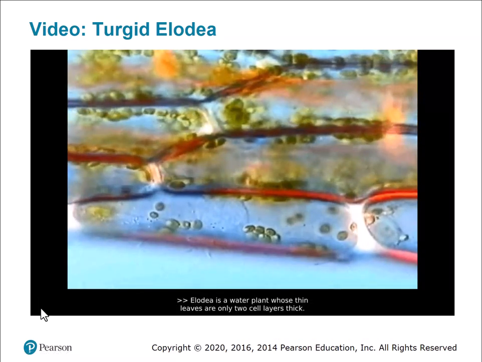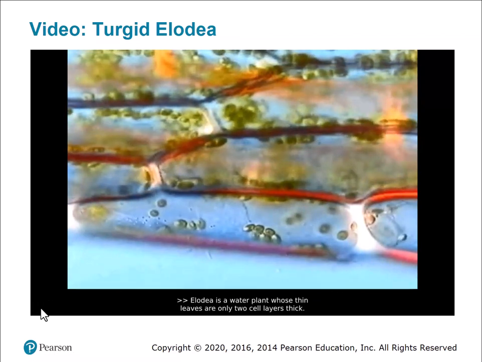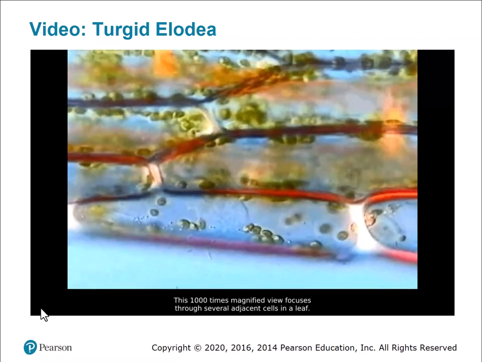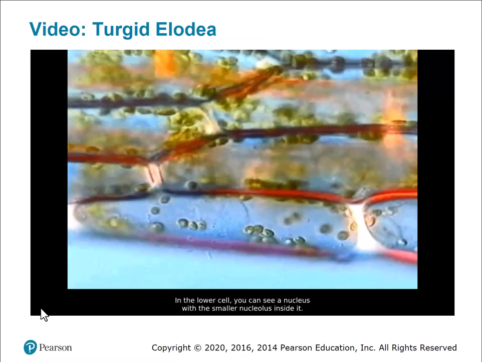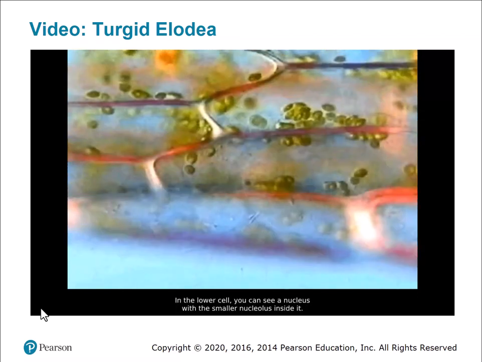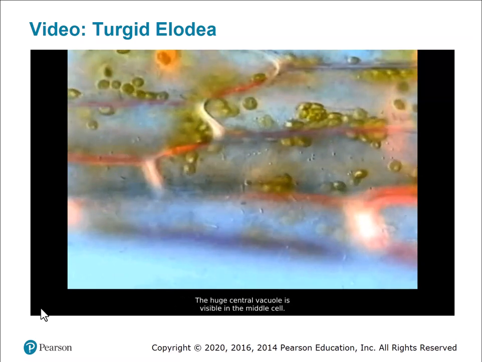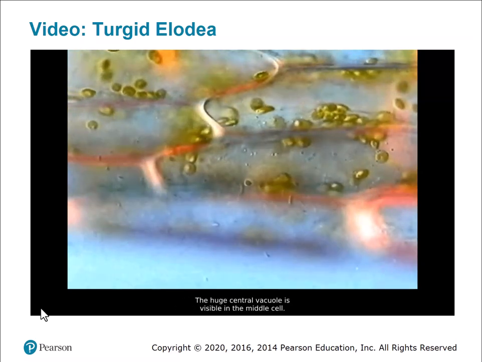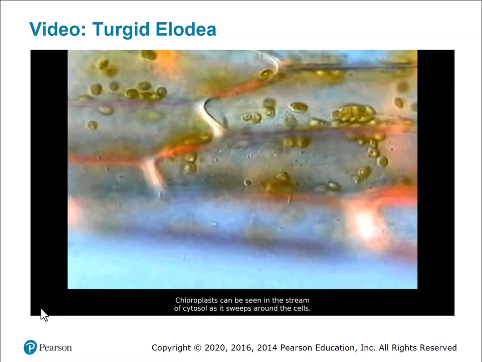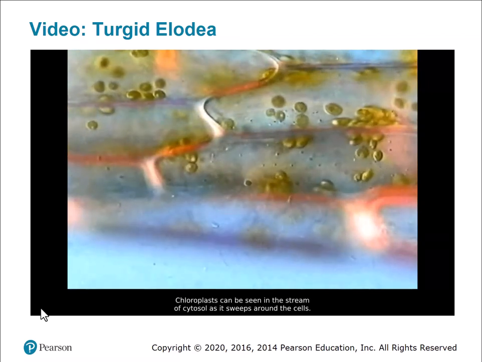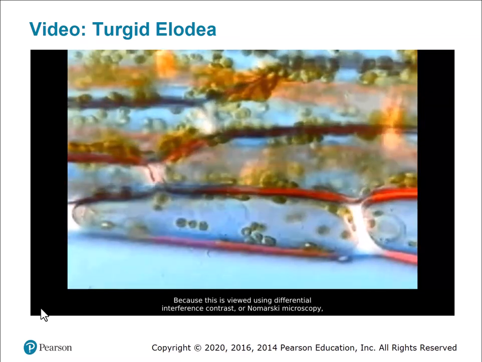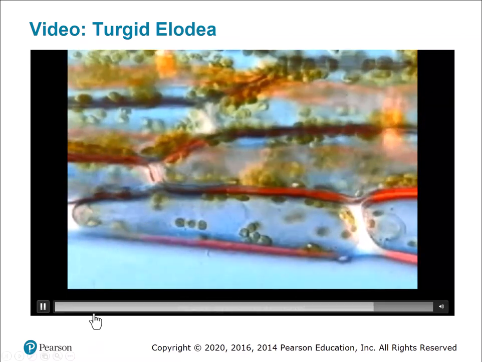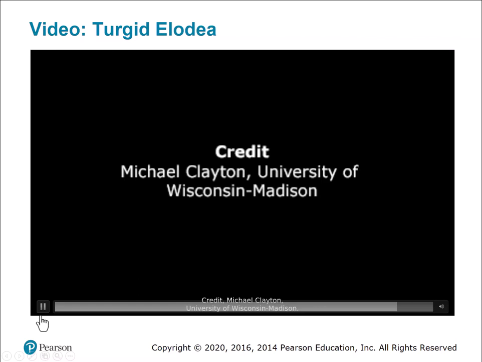Elodea is a water plant whose thin leaves are only 2 cell layers thick. This 1,000 times magnified view focuses through several adjacent cells in a leaf. In the lower cell, you can see a nucleus with a smaller nucleolus inside it. The huge central vacuole is visible in the middle cell. Chloroplasts can be seen in the stream of cytosol as it sweeps around the cells. Because this is viewed using differential interference contrast or Nomarski microscopy, the scene appears three-dimensional. Credit Michael Clayton, University of Wisconsin-Madison.